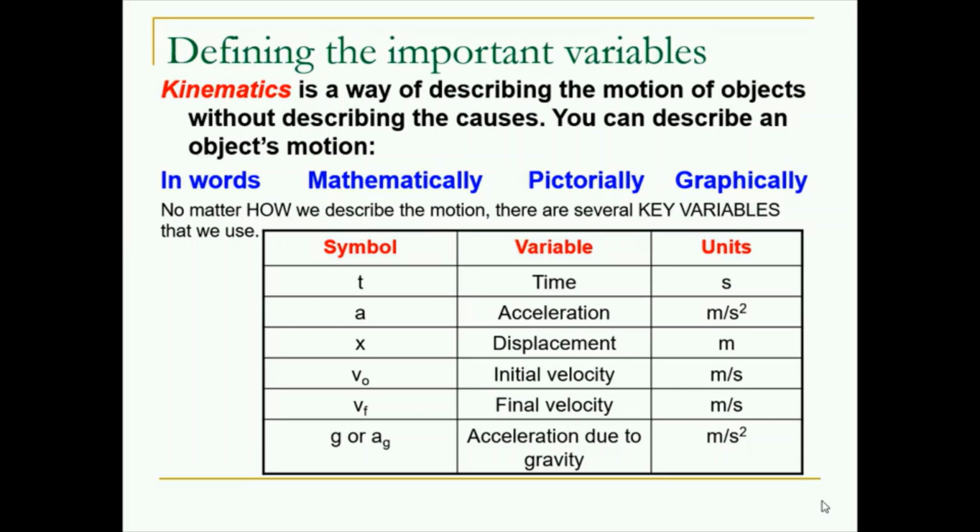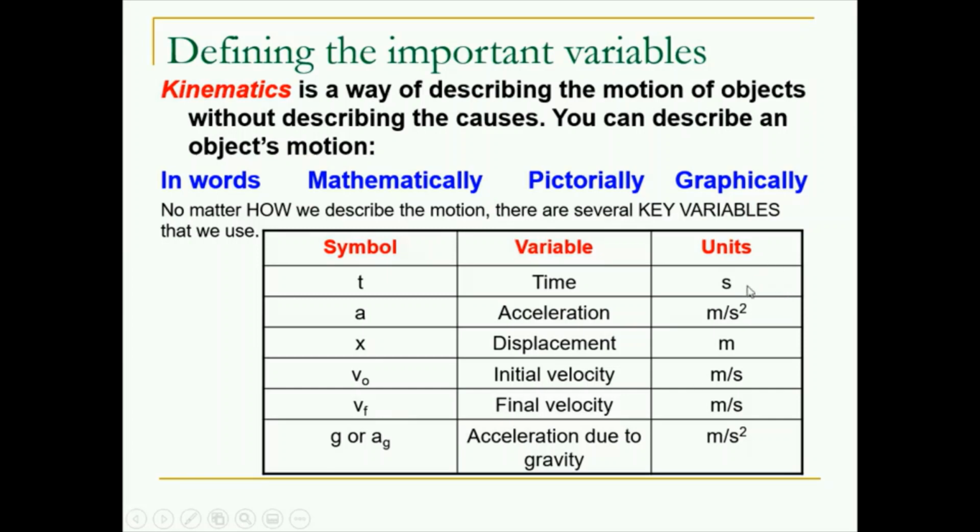All right, so we're going to go through and define what all of these symbols are that you're going to see in your equations. Make sure that we have familiarity with them. So symbols, you're going to have t, which is for time, a for acceleration, x for displacement, v0, which is going to be our initial velocity or the velocity it starts with, vf is going to be its final velocity or the velocity it finishes with, and you may see g or a_g, that's the acceleration of gravity.